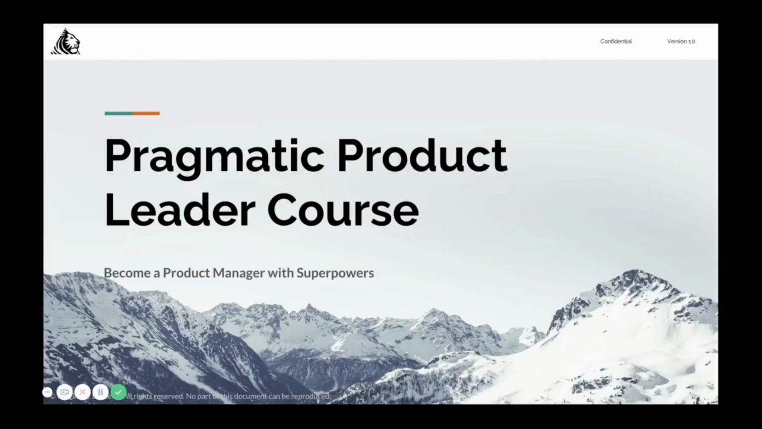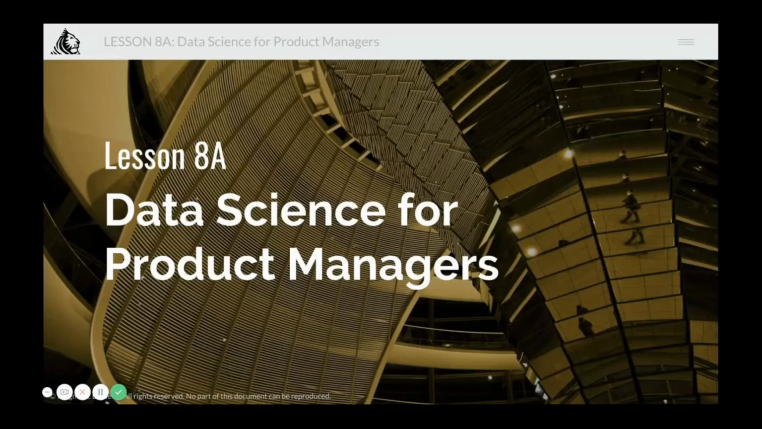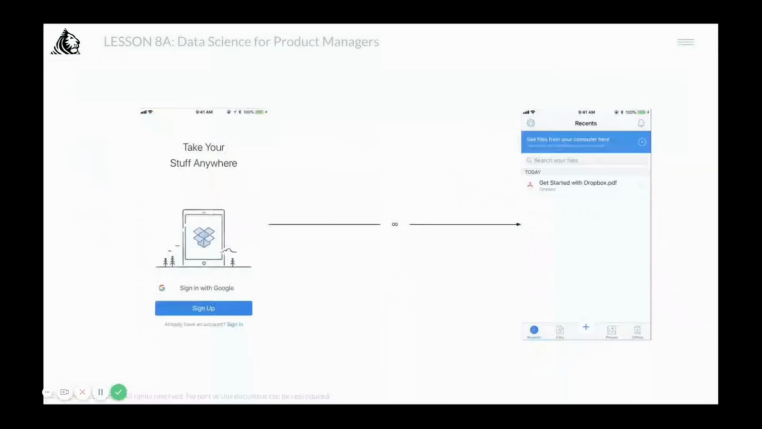Let's talk about one of the hottest topics right now, which is data science. In this unit, we will cover how data science can be leveraged for product managers, how much you need to know, and how you can learn more about data science and use it in your day-to-day life. Let's start with a simple example.